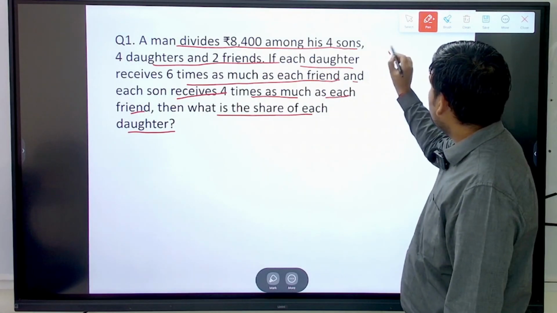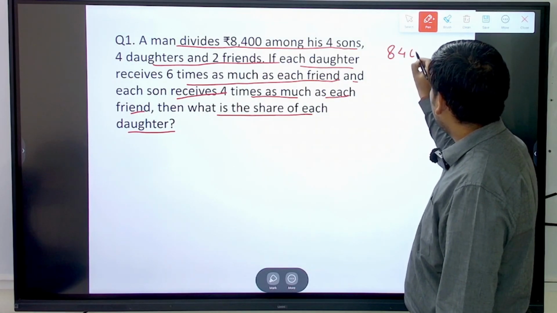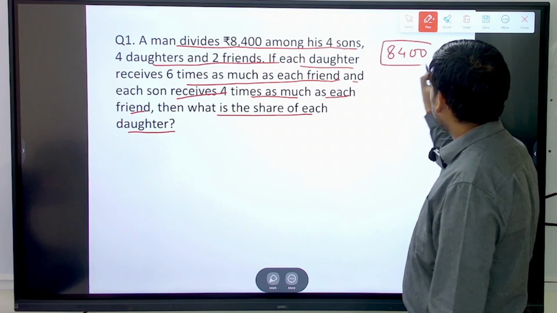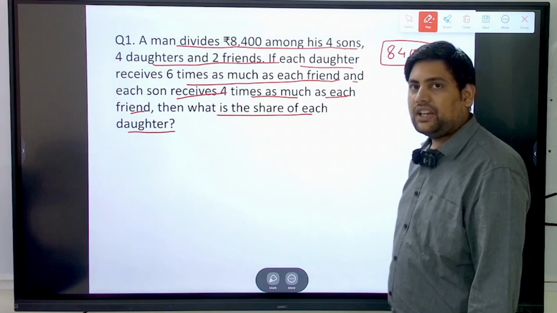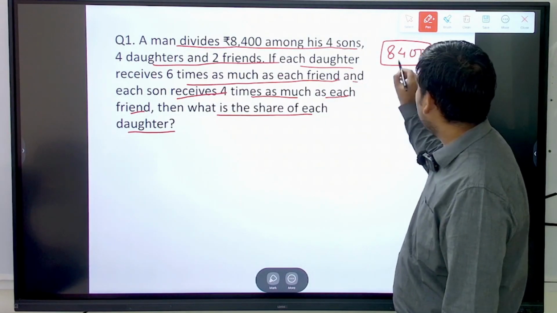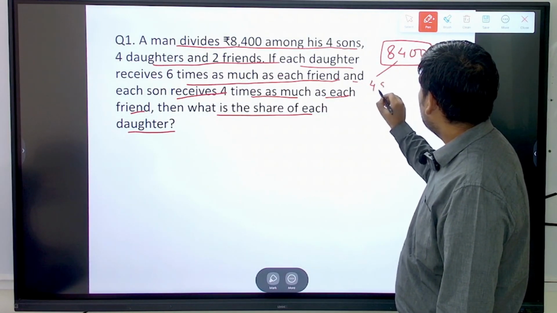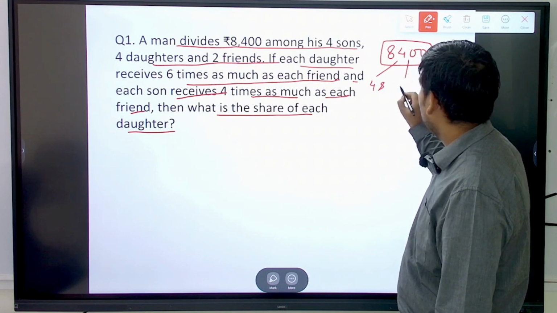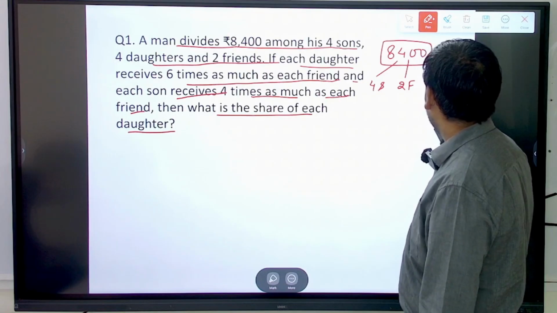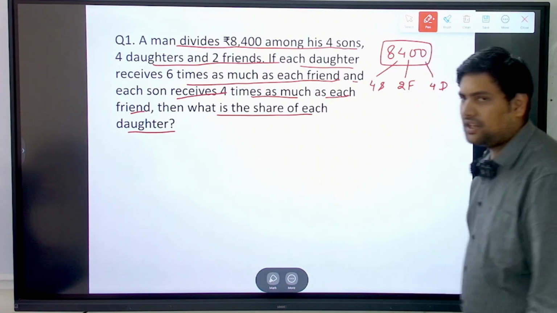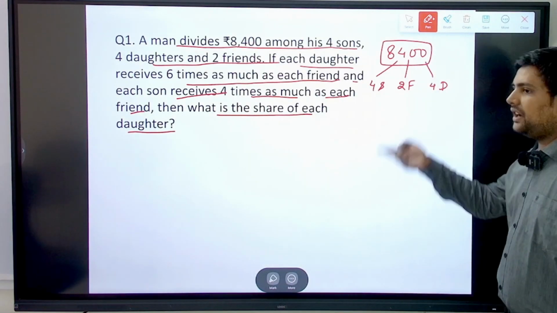See, how much money is being divided? 8,400 rupees is getting divided, correct? Now, it is being divided between whom? It is being divided into 4 sons, then 2 friends and 4 daughters, correct? This is what it is being divided between.